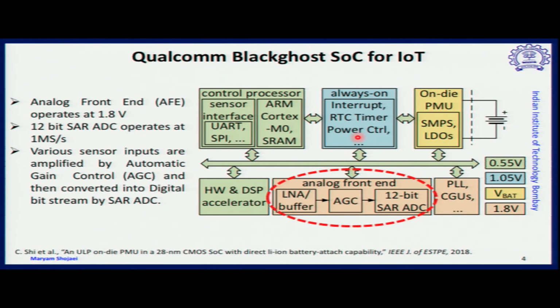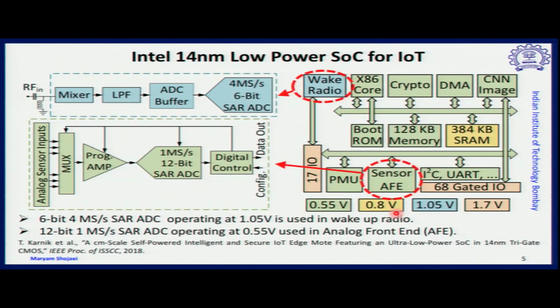So this is a very interesting example of a complete SoC for IoT, and you notice that a 12-bit SAR ADC is the choice of architecture for this application. The second example is an Intel 14 nanometer low power SoC for IoT. The previous example was in 28 nanometer and this example is in 14 nanometer.